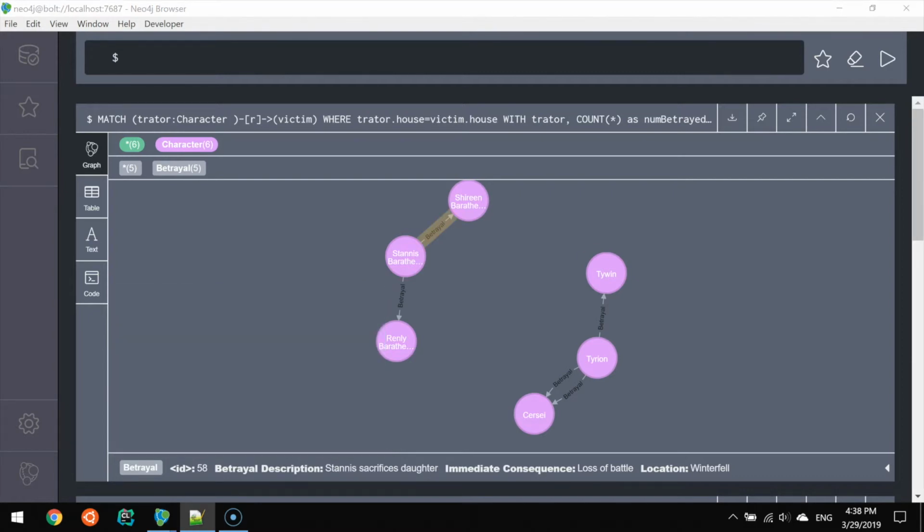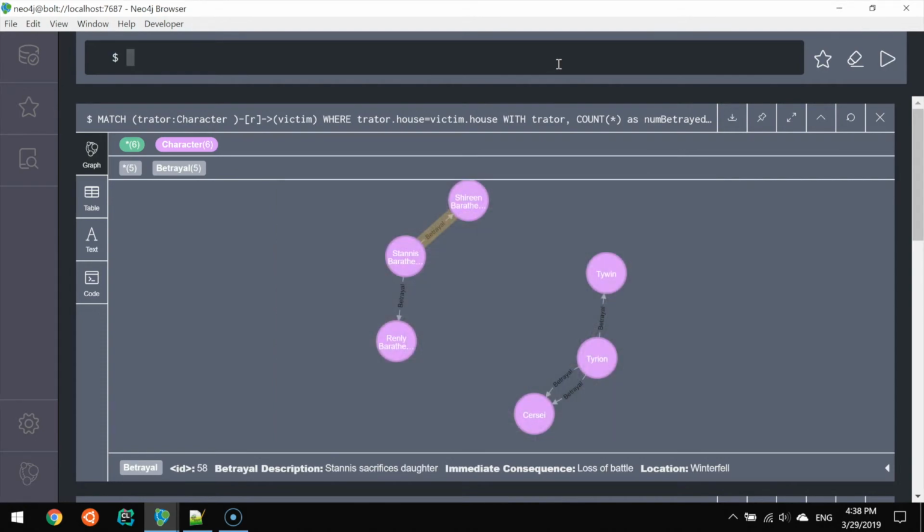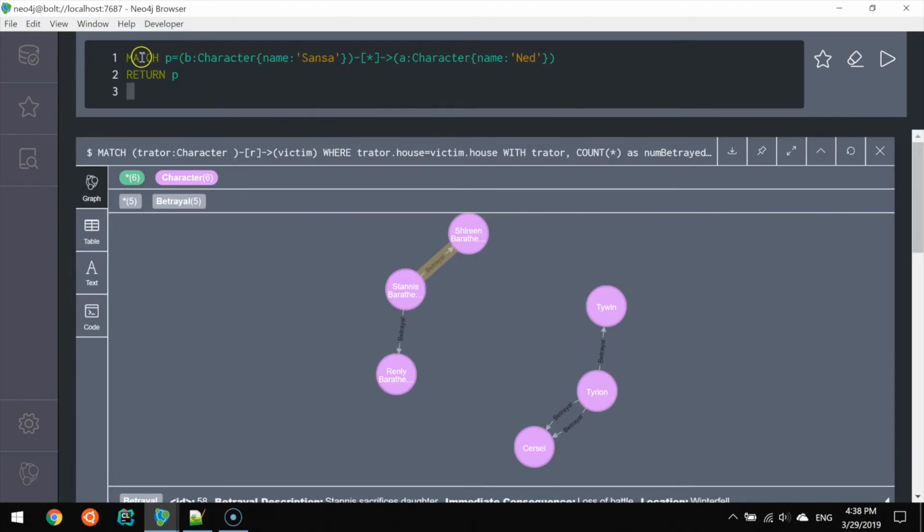Now let's look at something interesting because we are using a graph database. Let's try and find out what is the path of betrayals between Sansa Stark and Ned Stark. Now here I remind you of the slide about patterns. So in our query we'll match a path from a node of a character named Sansa with as many relationships as needed till we get to the node which represents the character with the name Ned.